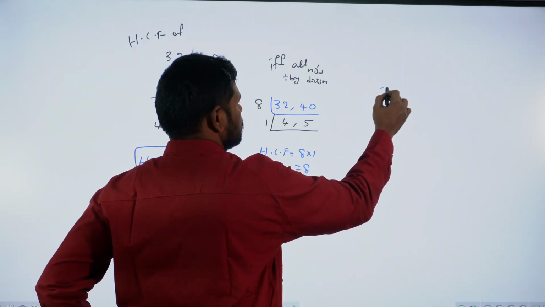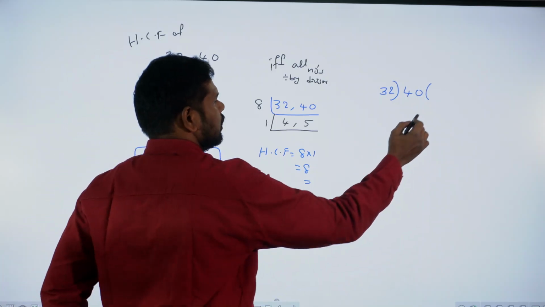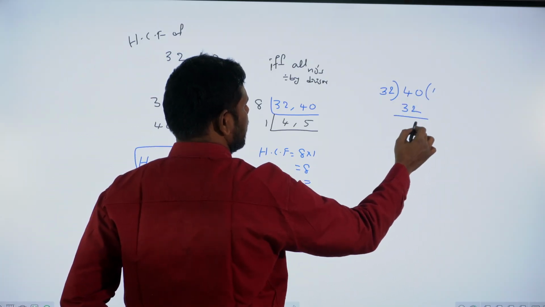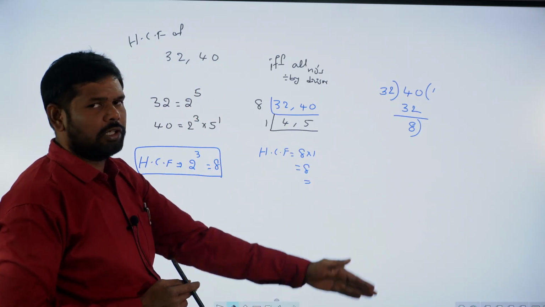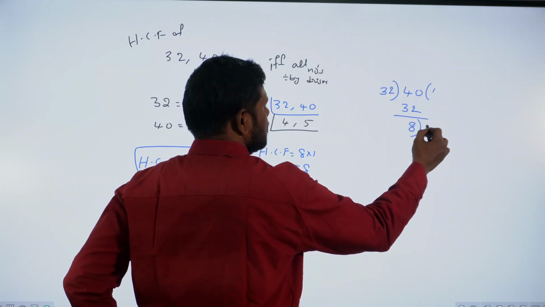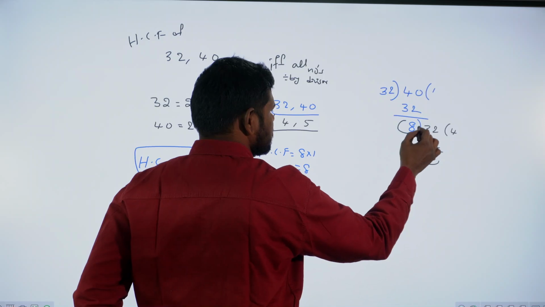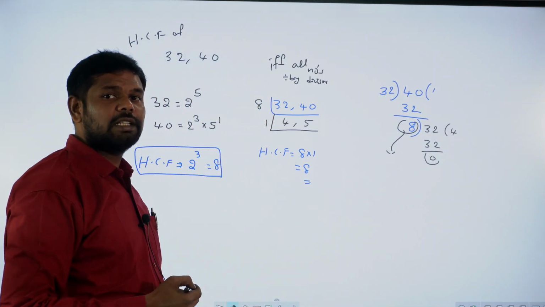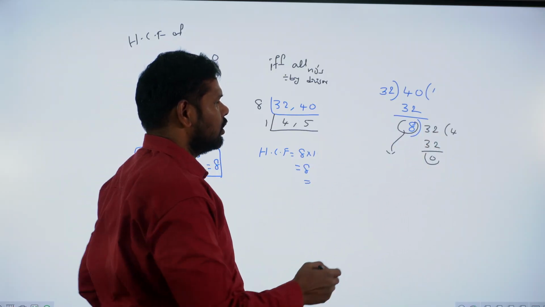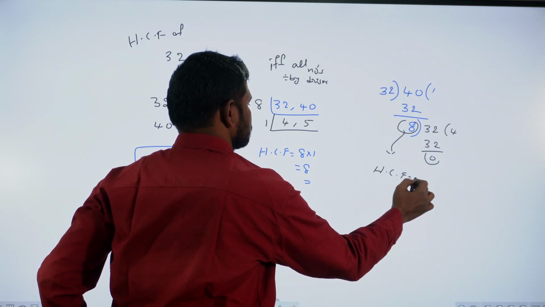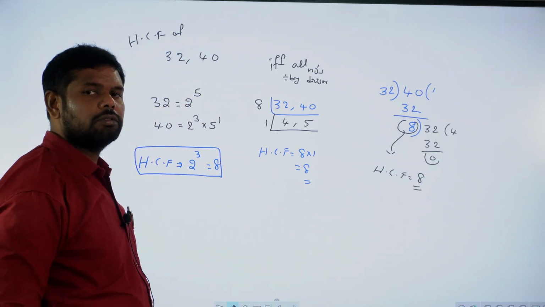And sometimes the normal division method is used. For 32 and 40, first you divide the largest number by the smallest number. 32 once 32, what is the remainder? You get 8. After that, the first divisor is divided by the remainder, and you continue like this. So 32 is divided by 8: 8 fours are 32, and the remainder is 0. The last divisor is the greatest common divisor, or HCF, the highest common factor. So the HCF is 8. Like this we are going to solve.